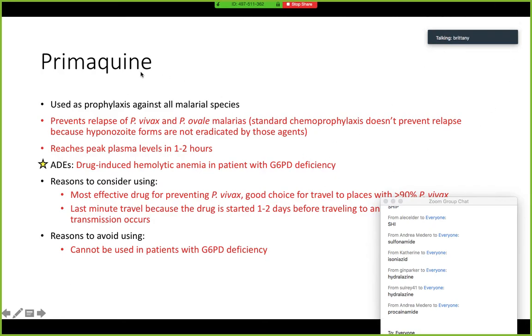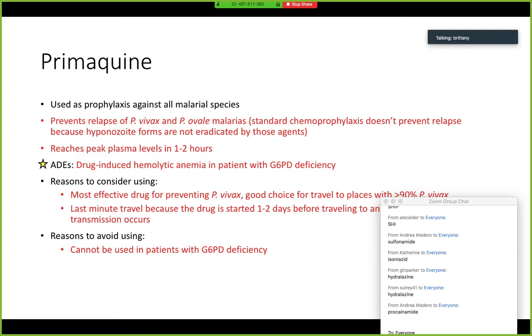So Primaquine is used to treat these two species of malaria. Two important things to know about Primaquine: it reaches peak plasma levels in 1 to 2 hours. So if you have someone who is going on a trip on short notice, this would be a good choice, because you only need to start it 1 to 2 days before traveling.